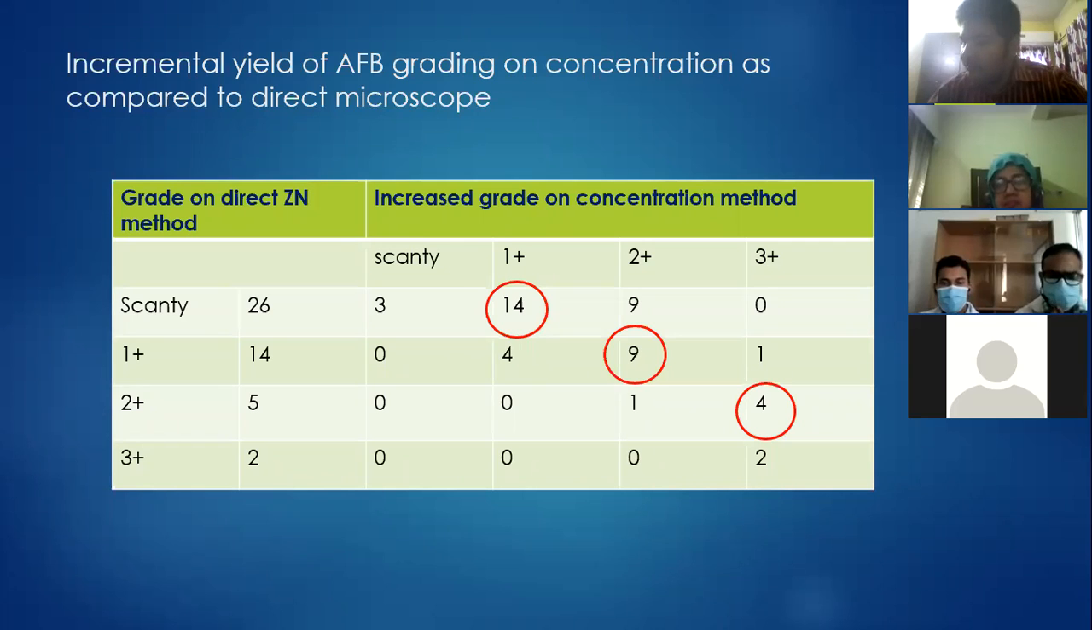Here, scanty means 1 to 9 bacilli per 100 oil immersion fields, whereas 1 plus shows 10 to 99 per 100 fields. Here 2 plus shows 1 to 10 per field, whereas 3 plus shows more than 10 per field.